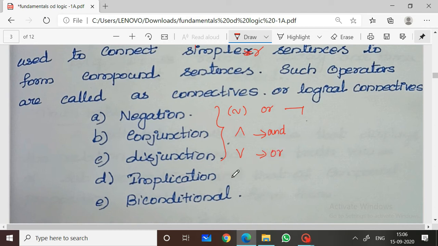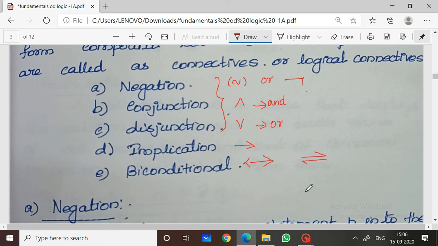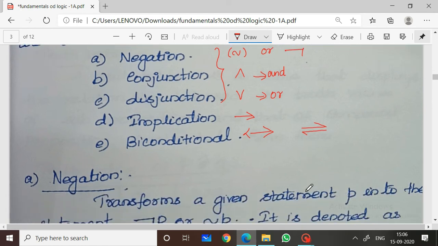Implication is the arrow mark. Biconditional is both conditions, like this: left implies and implied by is the biconditional. This is the biconditional operator. So we need to know all these: negation, conjunction, disjunction, implication, biconditional. First of all, let us see what negation is.